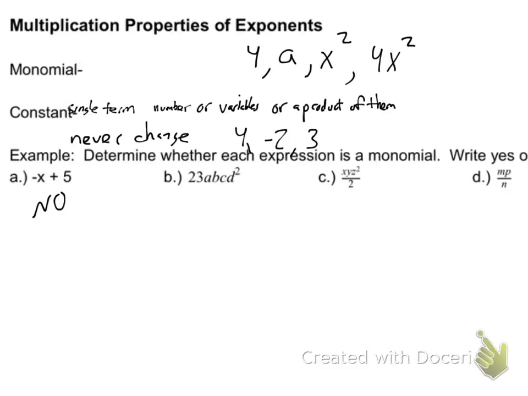Okay. B is monomial. Is B a monomial? Yes. It's because 23 is multiplied to A, B, C, and D squared. They're all multiplied together, forming one term.